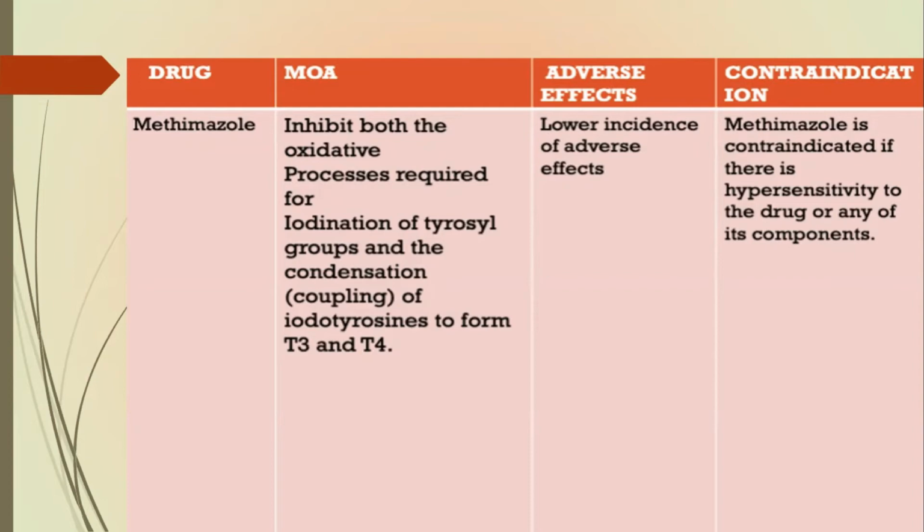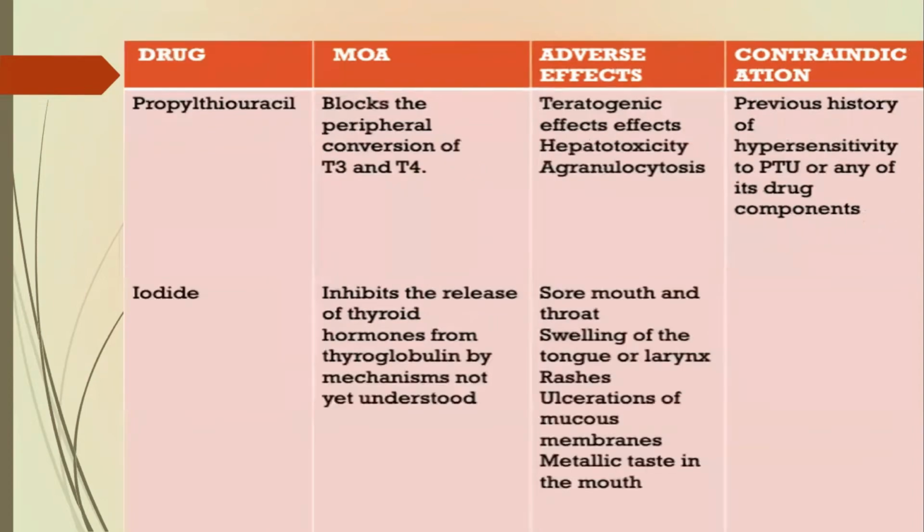Propylthiouracil blocks the peripheral conversion of T4 to T3. Its adverse effects are teratogenic effects, hepatotoxicity, agranulocytosis. Contraindication: if there is a previous history of hypersensitivity to PTU or any of its component drugs.